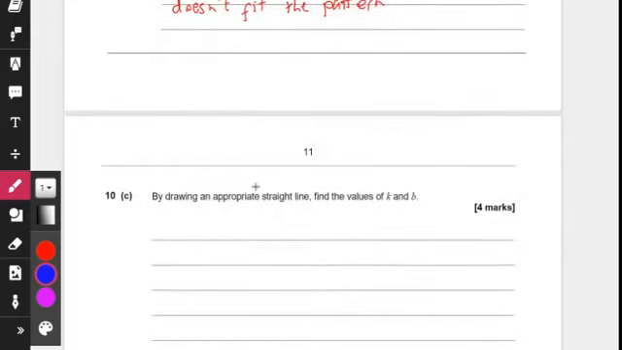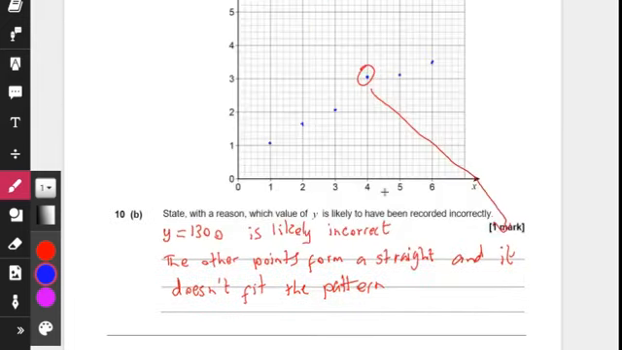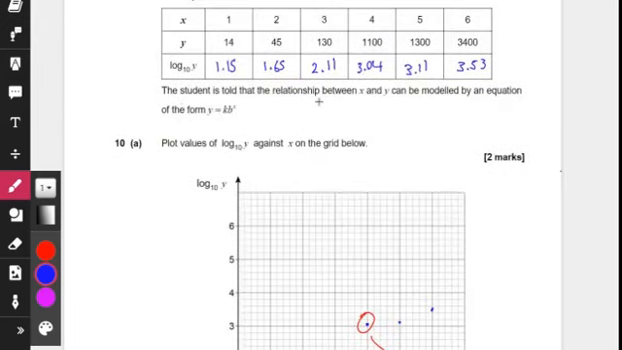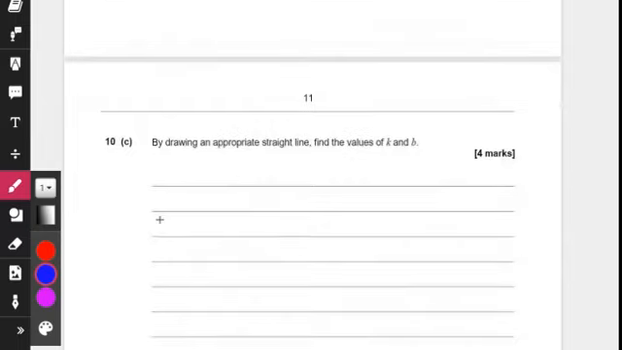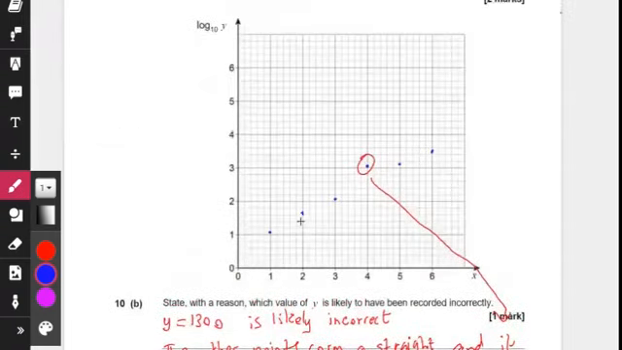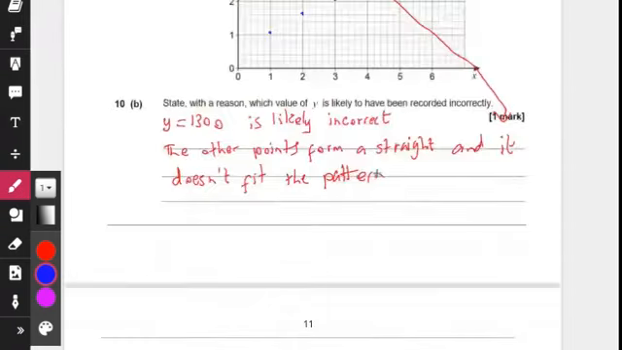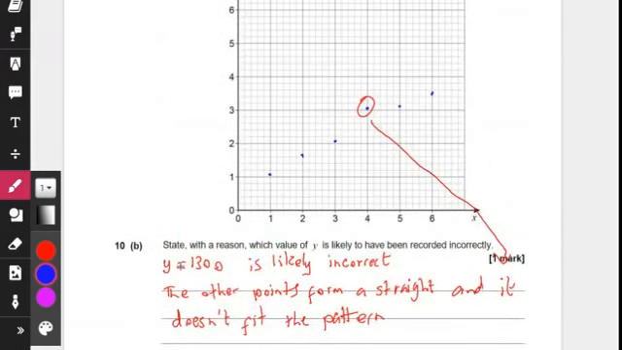Then the next part is by drawing an appropriate straight line, find the values of K and B. First of all, what is K and B? Well, let's look back at the question. It says the student is told that the relationship between x and y can be modeled by the equation y equals KB to the power of x. So what's the deal here? If they're saying by drawing an appropriate straight line, probably it means that we're using this straight line here, the blue things form.